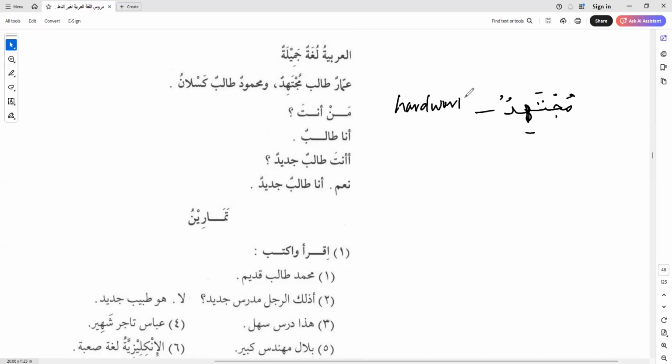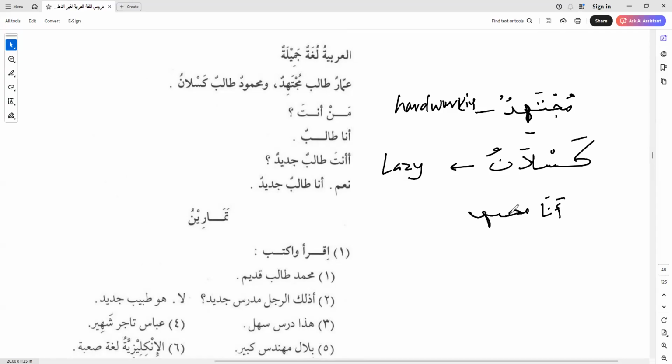If you are not mujtahidun, you are what? Kaslanun. You are kaslan. You are lazy. You can say Ana mujtahidun. I am hardworking. Ana mujtahidun.